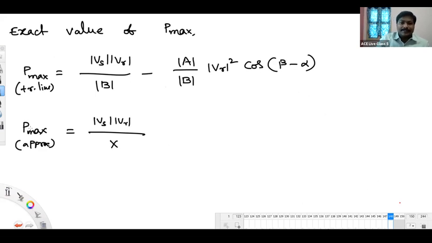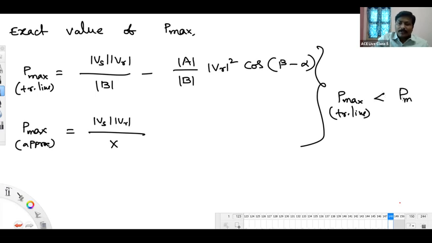All of you getting this? Tell me please, from these two we are writing P maximum of the transmission line will be less compared to P maximum approximate value. Right. Good, good.